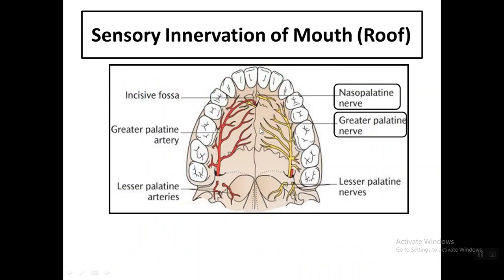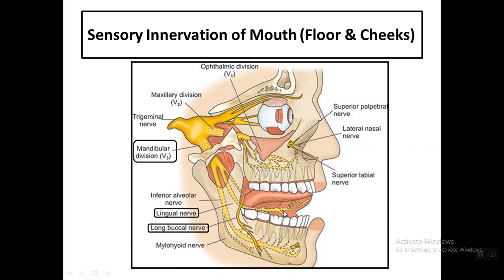Another picture: this is the roof of the oral cavity, or roof of the mouth. Sensory innervation of the mouth is supplied by the nasopalatine nerve and the greater palatine nerve. Both of these nerves are branches of the maxillary nerve. And the cheeks, meaning the cheek area, and the floor of the mouth are supplied by the lingual nerve and the buccal nerve. Both of these nerves are branches of the mandibular division of the trigeminal nerve.